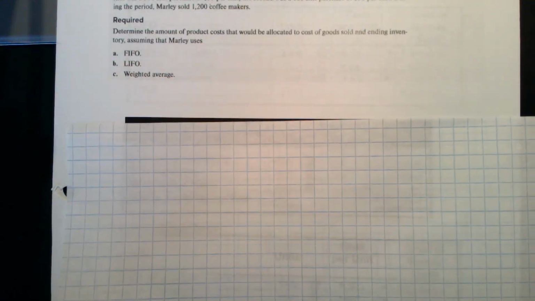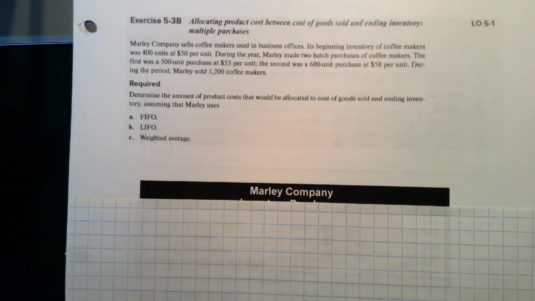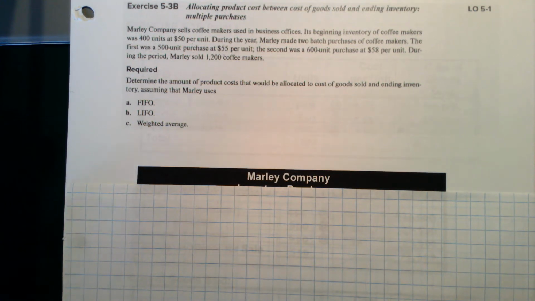Let's take one that's a little bit more complicated. So in this one here, Marley Company sells coffee makers used in business offices. Its beginning inventory of coffee makers was 400 units at $50 per unit. During the year, they made two batch purchases of coffee makers. First purchase was 500 units at $55. Second was 600 units at $58. Notice they've got inflation there. The costs are going from 50 to 55 to 58. During the period, they sold 1,200 coffee makers.